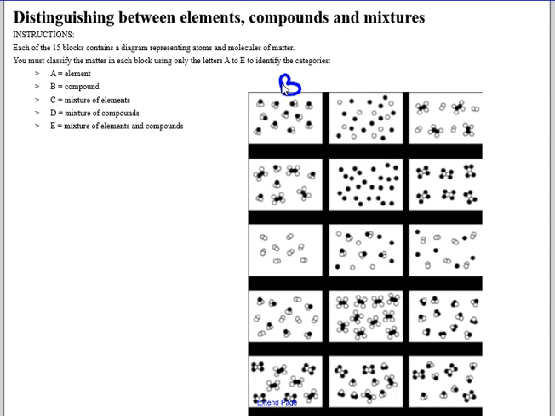In the next example, I notice that there are discrete units that are white and some that are black. They are not bonded together. Each white dot is an element. Each black dot is a different element. But they are not bonded together, so they are not a compound. This is a mixture of elements.